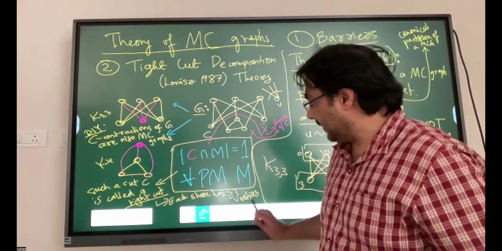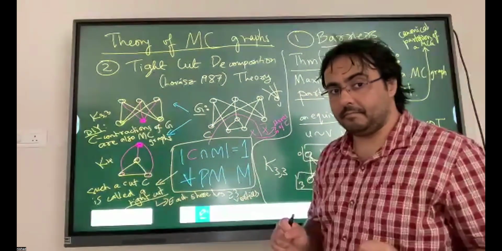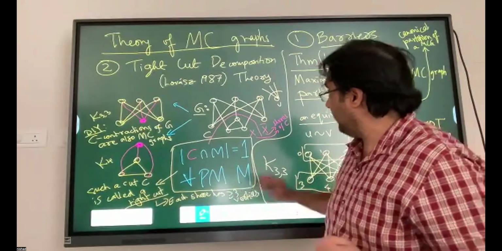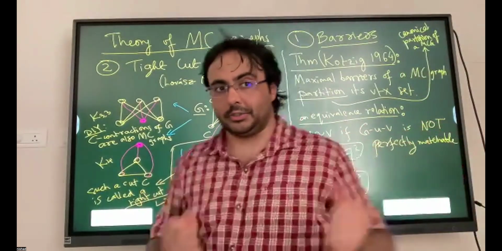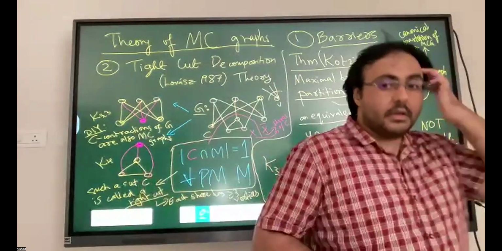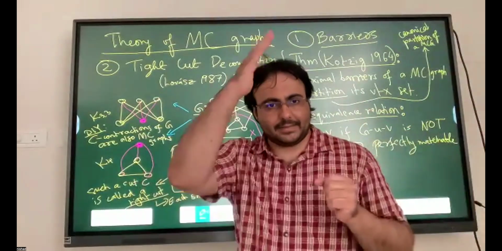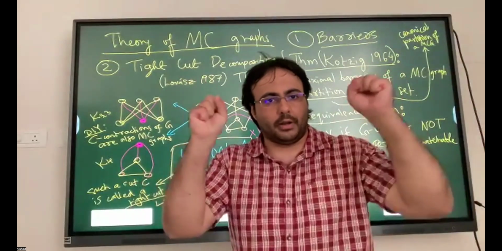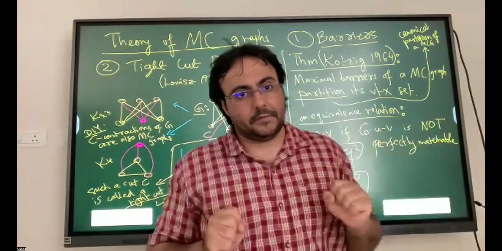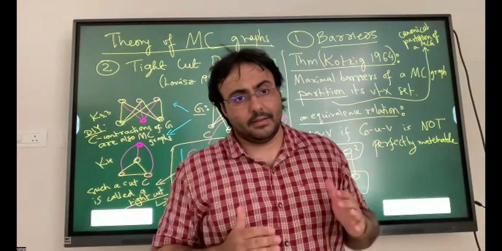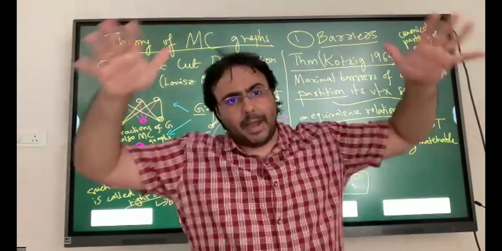Because if there are at least 3 vertices, then the two graphs I get are smaller graphs than the original graph. Whereas if my shore has only 1 vertex, then I won't get smaller graphs. One graph will be equal to the original graph. So now if you have a matching covered graph that has a tight cut, you can get 2 smaller matching covered graphs. And if the smaller matching covered graphs have tight cuts, then again you can get smaller matching covered graphs. You can do this in a binary tree fashion.